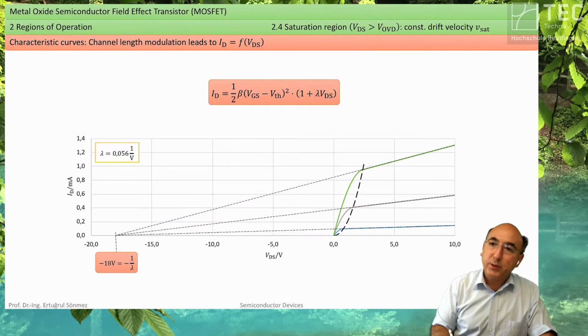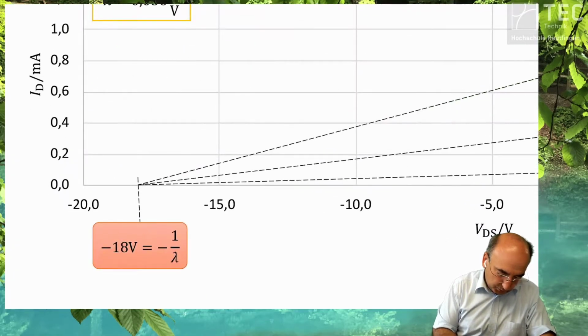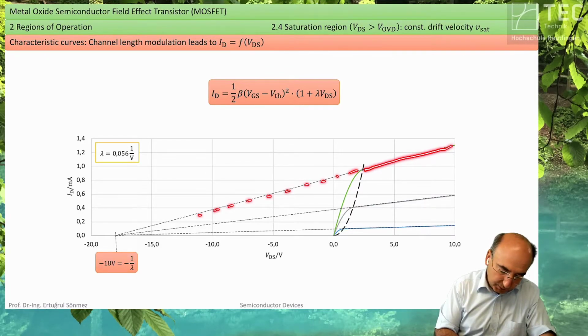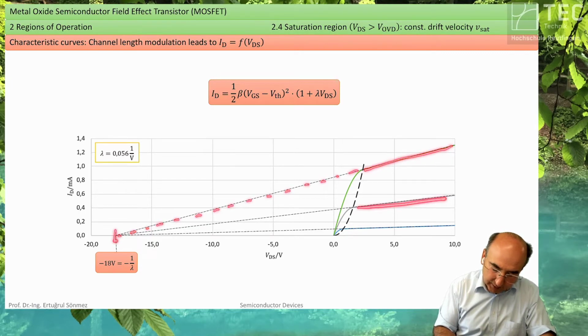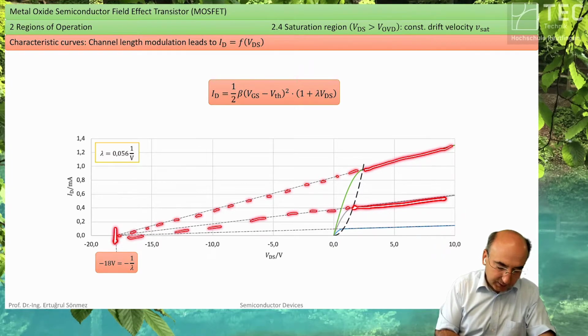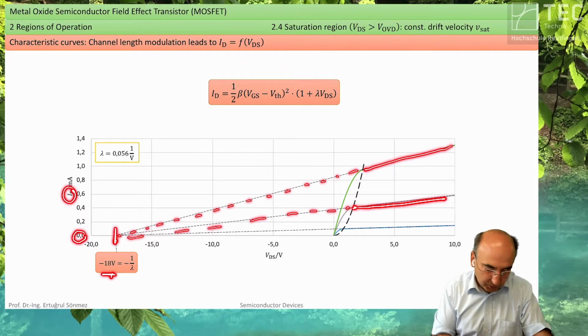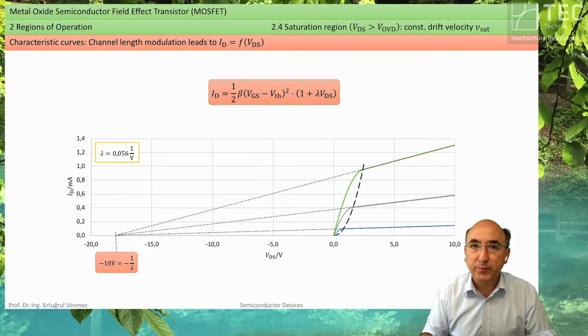Now, let's talk about the figures themselves. The typical value for 1 over lambda is 18 volts. This voltage is not a measured value, it is an interpolated value. If you interpolate the slope of these output characteristics, the intersection at zero drain current delivers a value, and this is the typical value of 18 volts.